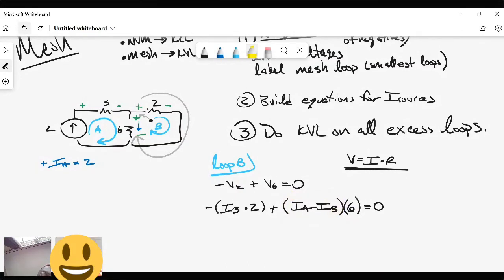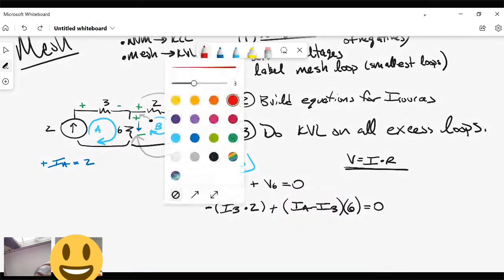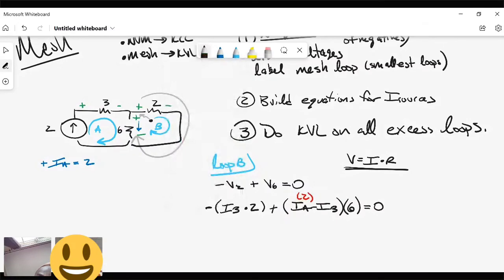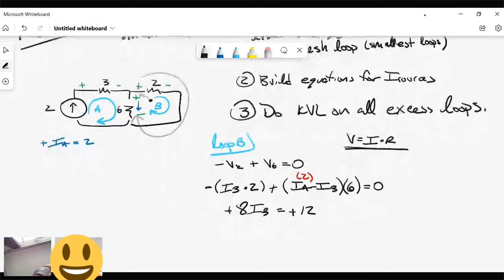All we have to do now is solve, because we know IA is 2. So I'm going to plug in my 2 for this guy, and then I just got to solve. So I got negative 2 IB, negative 6 IB is negative 8 IB. I'm known for just putting B, but negative 8 IB equals negative 12. 6 times 2 is 12, positive. IB is going to be 12 over 8, which is 4 over 2. No, 3 over 2. 1.5. Bam. I figured out IB.